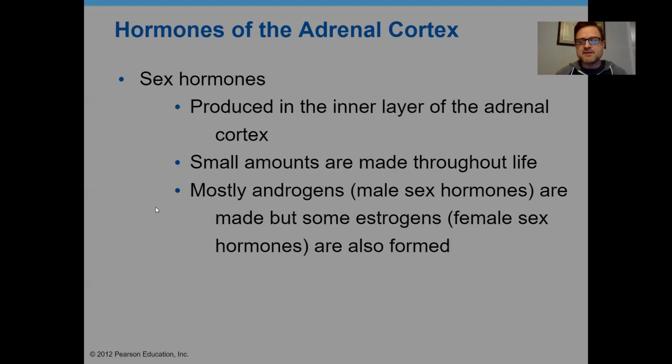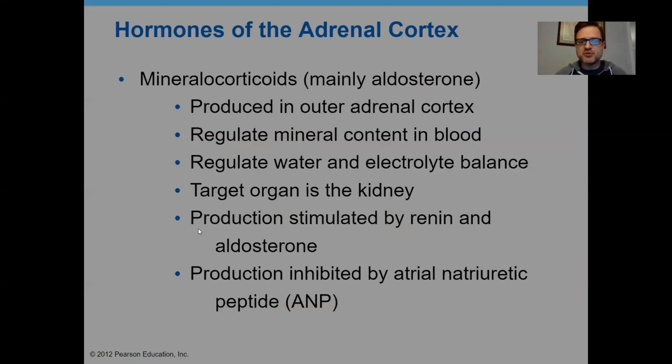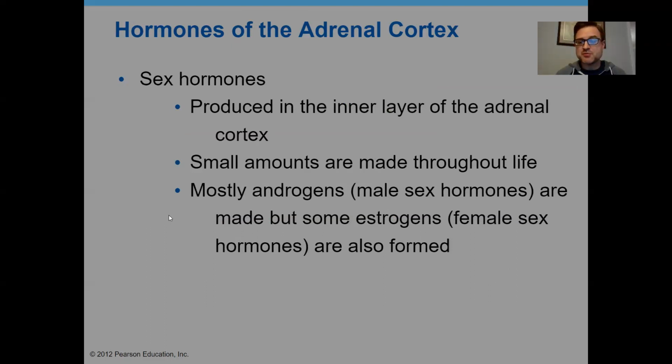All right. Okay, so the innermost layer of the cortex, now we are here, is the sex hormone secreting area. So you probably didn't know this, but your adrenal glands produce sex hormones like estrogens or androgens. Androgens are things like testosterone, male sex hormones. They don't produce a whole lot. Obviously, ovaries and testicles, your gonads, are the main organs that produce sex hormones, but your adrenal glands do too. Not very much, but they do produce a little bit, basically throughout your entire life.